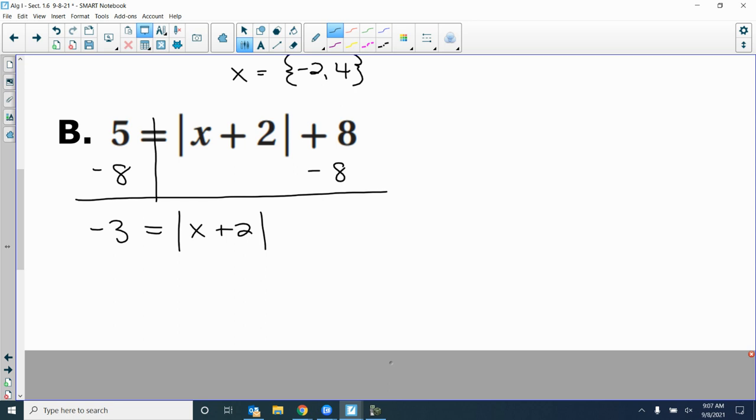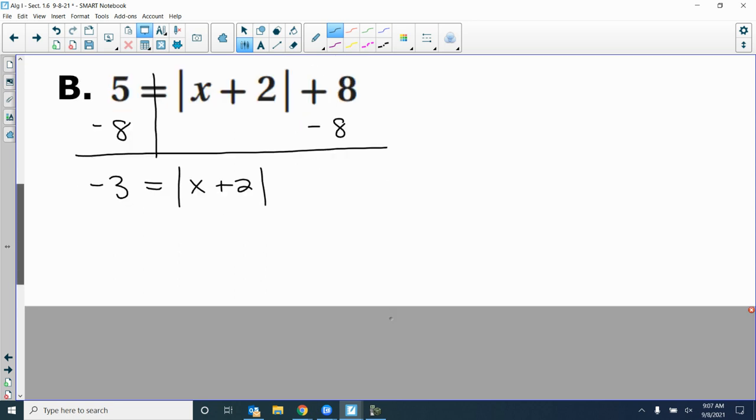Why? Because it's a negative and absolute value cannot be a negative. Absolute value cannot ever be a negative. So we're done. We're not. We got to put something down. What's my answer? No solution. Very good. No solution. So you got to stop.